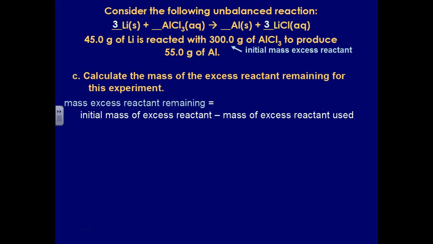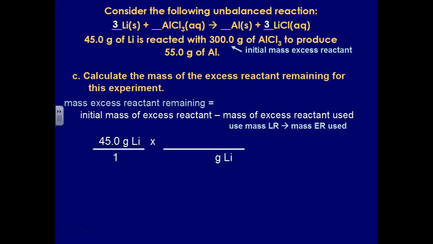So we need to figure out how much of that excess reactant was used, and we can do that by using all the limiting reactant to determine the amount of excess reactant that was needed. So we're going to do one final stoichiometry problem where we take the grams of our limiting reactant and we convert to the grams of our excess reactant. Because with stoichiometry, we should always be able to figure out how much of each of the reactants and products were needed or were produced in that equation.